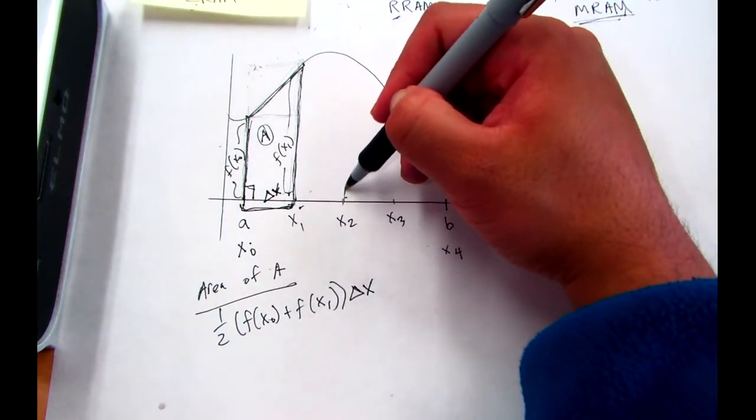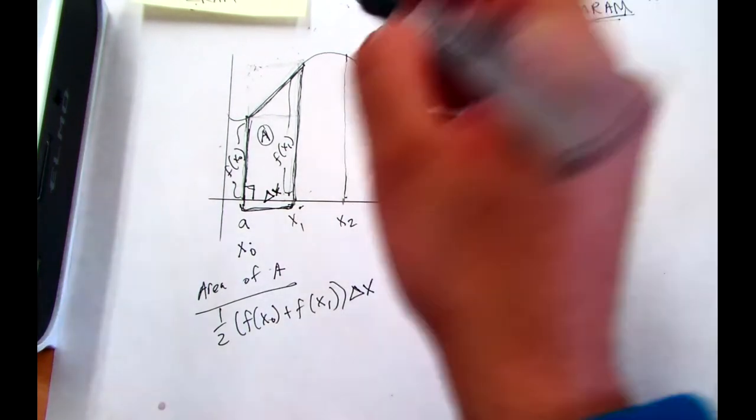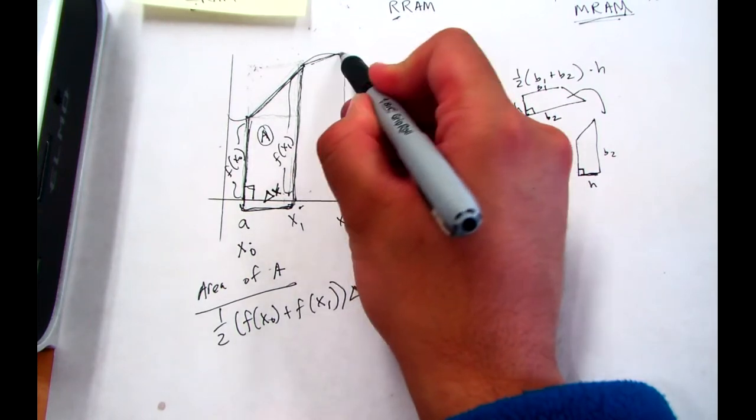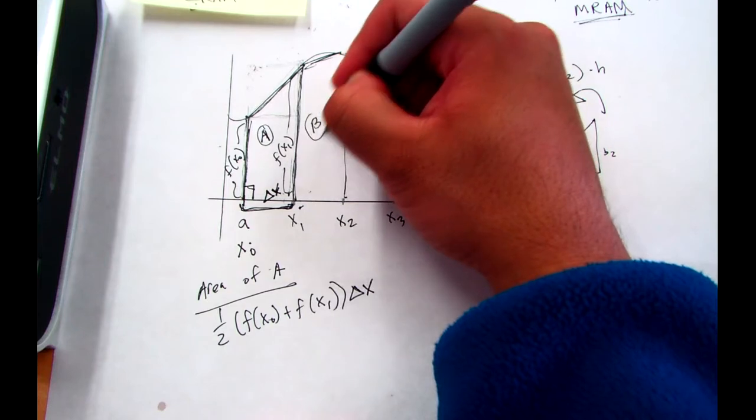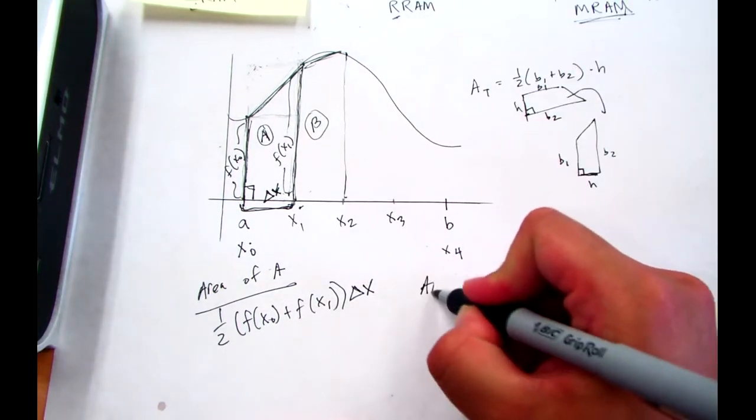I'm not going to choose the left. I'm not going to choose the right. Neither am I going to use the midpoint. I'm going to make a trapezoid with both values. Something like this, and that'll give us trapezoid B.